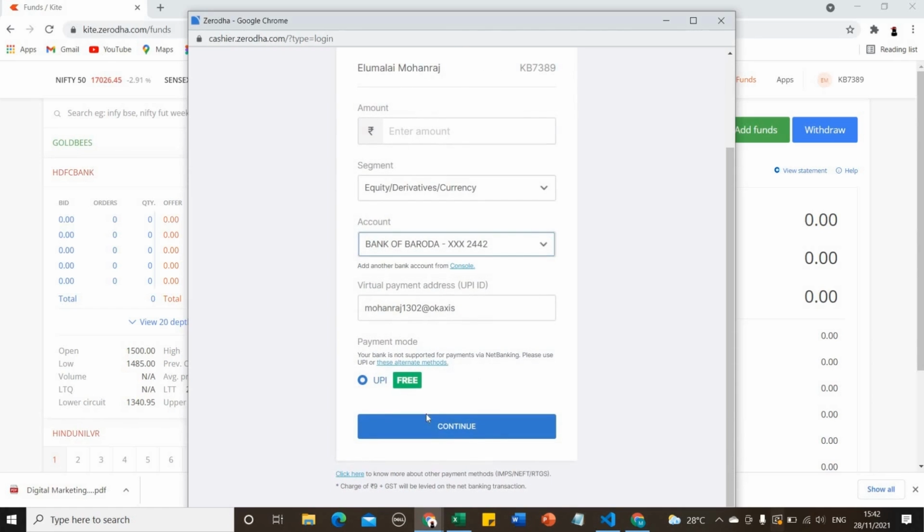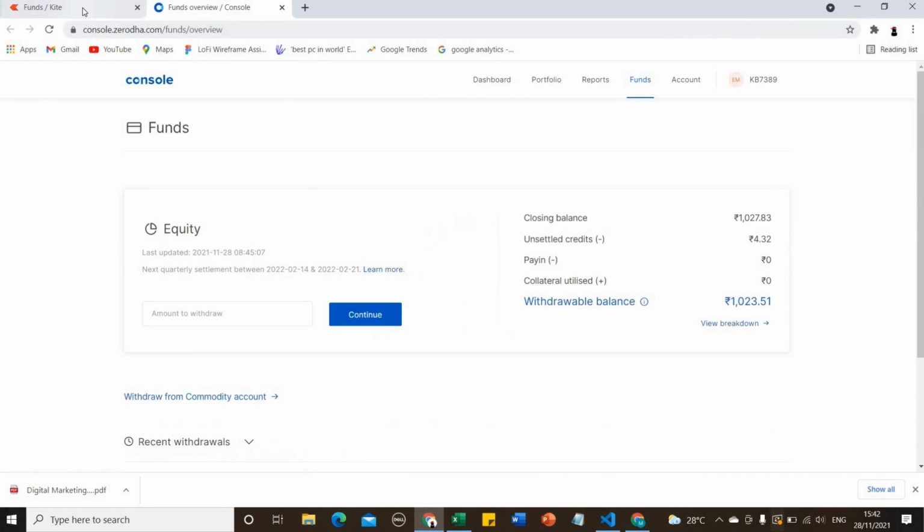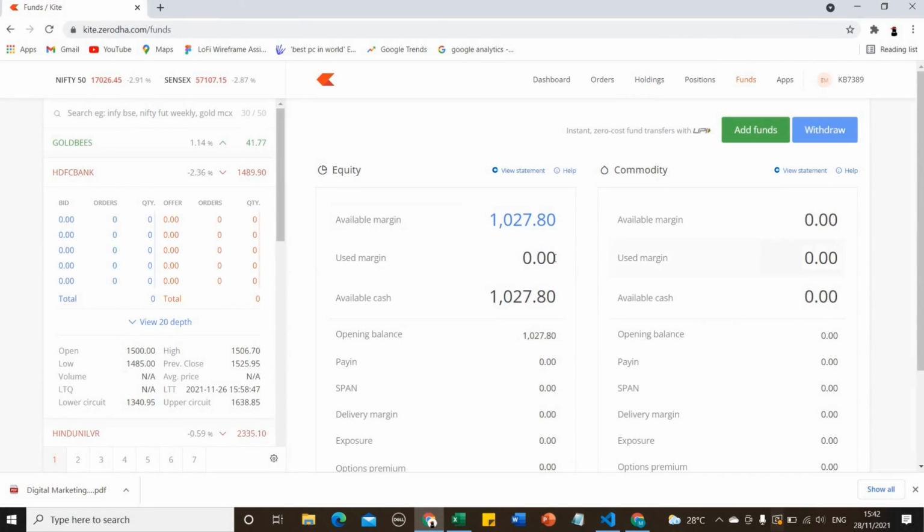You can use GPay and other UPI or a bank account to transfer your funds, and you can also withdraw the funds using the same process. And this is the funds column.